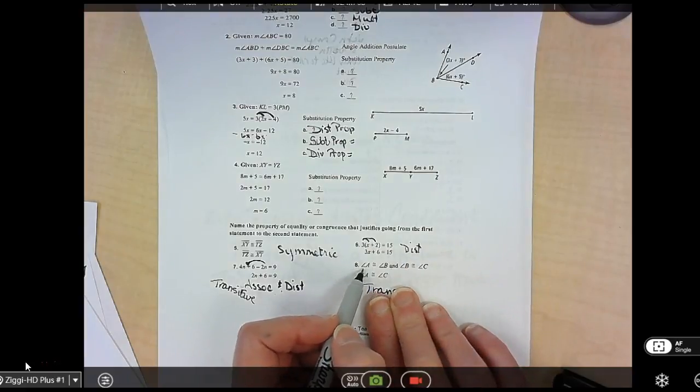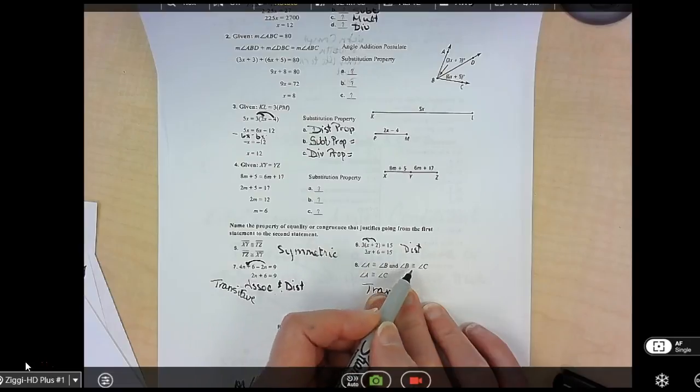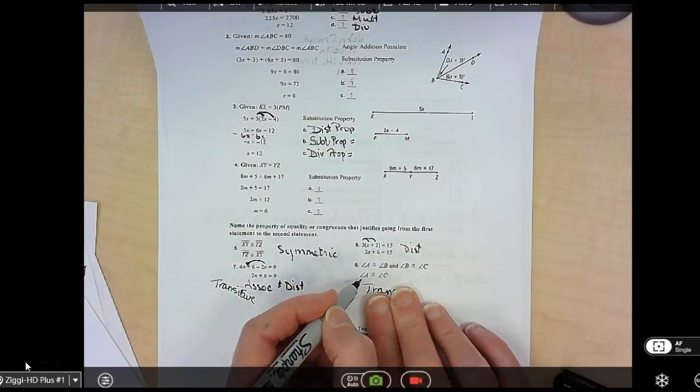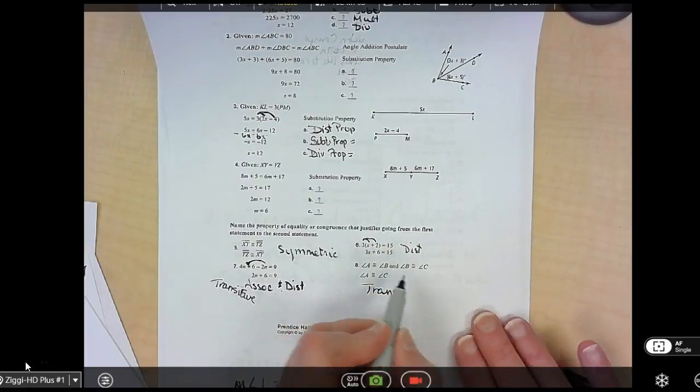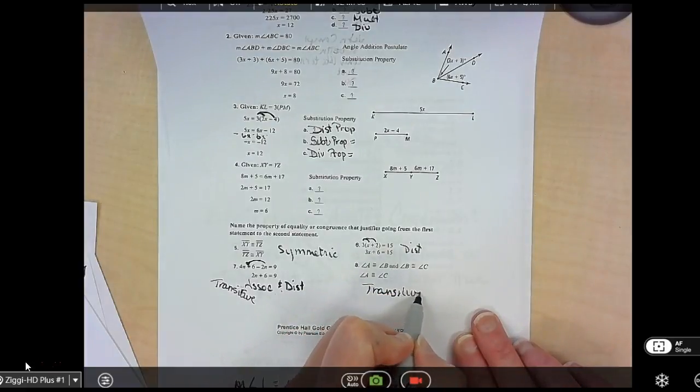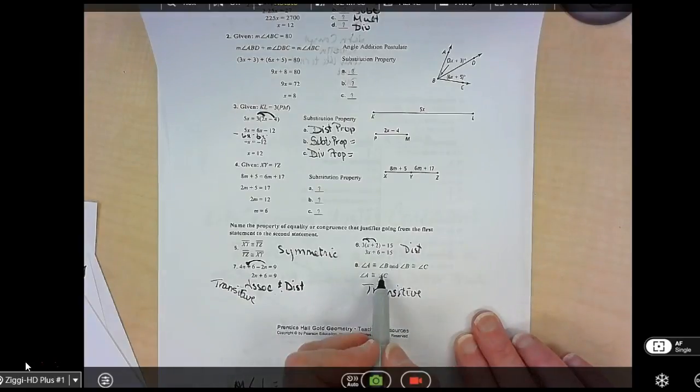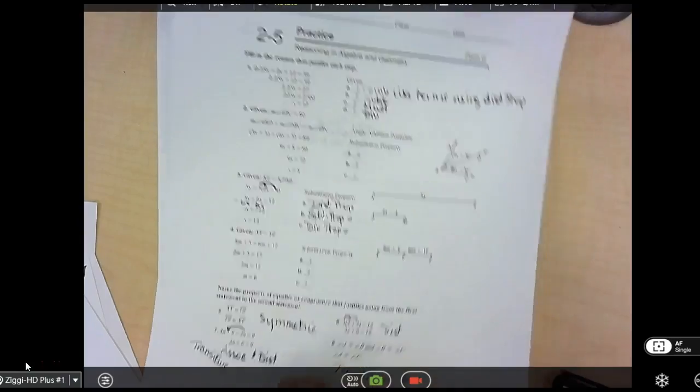If we have angle A is congruent to angle B and angle B is congruent to angle C, and we get angle A is congruent to C, that is your transitive property of equality. Congruency this time because it has congruent symbols. So that's all you're doing.